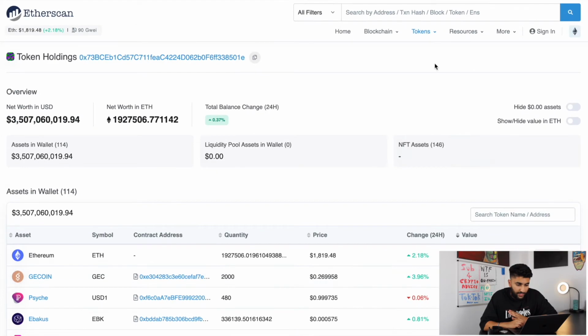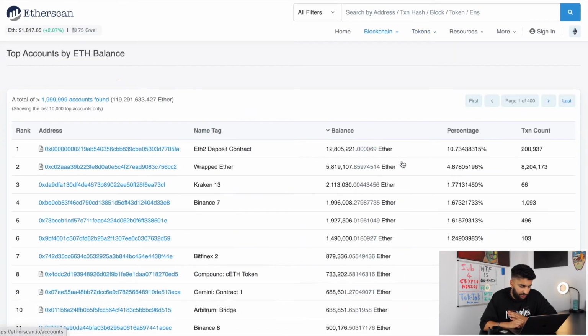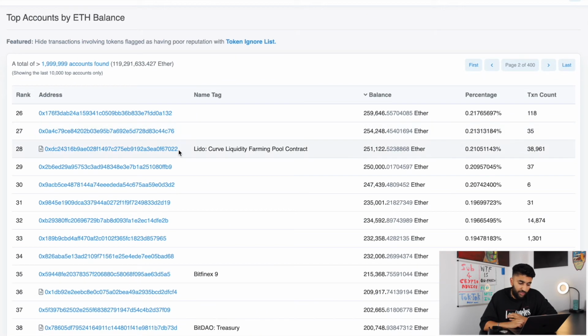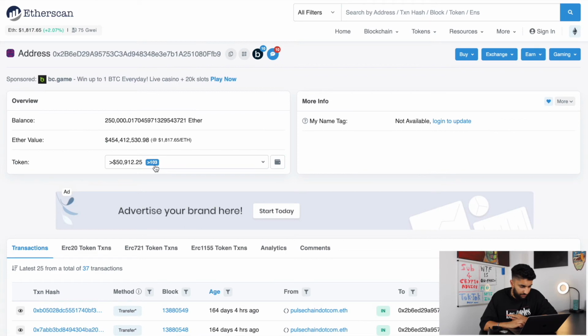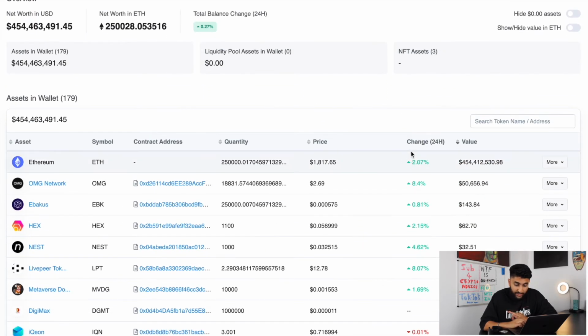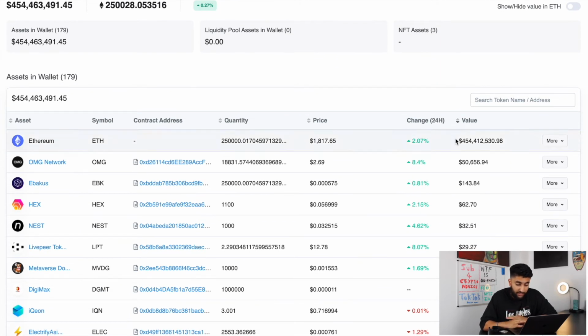Okay, so I'm going to go back to blockchain, top accounts, and pick number, let's try 29. Again, we just click on this wallet here, and here we see what this user is holding. Again, a lot of Ethereum being held, but they're also holding 50 grand worth of OMG Network. So is there something going on with OMG Network that we don't know? Is it a coin we should be researching? It gives you an indicator of a coin that you don't know about that should be on your radar. So that finishes off tip 3 when it comes to using Etherscan.